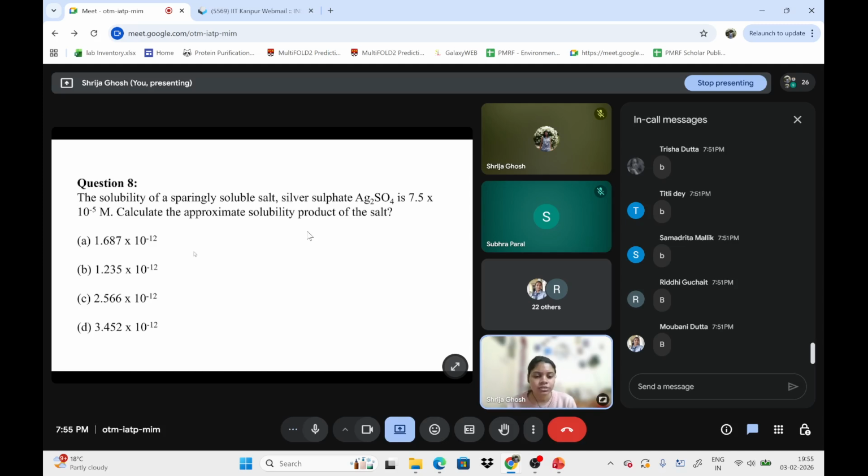Ag2SO4. First, see how it is going to dissociate. What are the respective ions? Write the solubility product in terms of the ion concentration. Then assume the solubility concentration as S. Then what would be the concentration of the respective ions? Based on that, define the solubility product and calculate, and the value of S is already given. Calculate the solubility product.